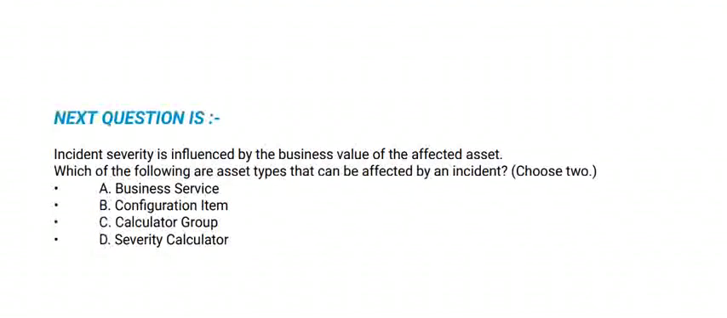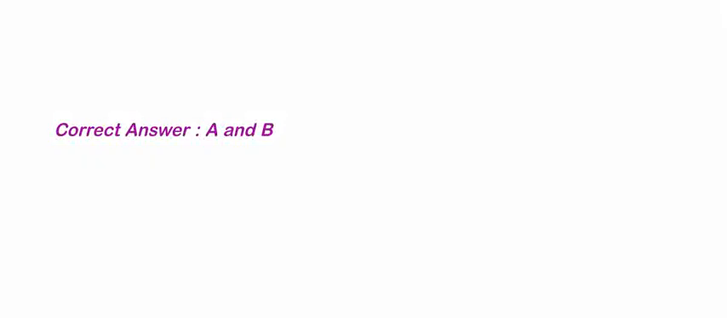Next question is, incident severity is influenced by the business value of the affected asset. Which of the following are asset types that can be affected by an incident? Options are option A, business service, option B, configuration item, option C, calculator group, and option D, severity calculator. The correct option is option A and B.